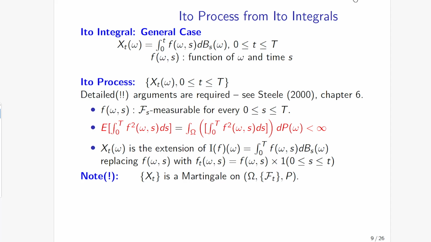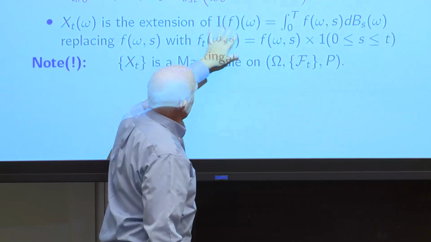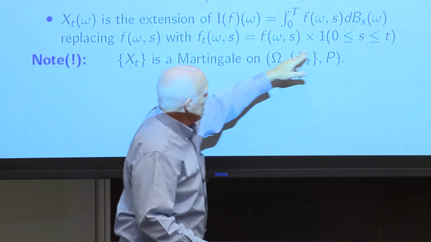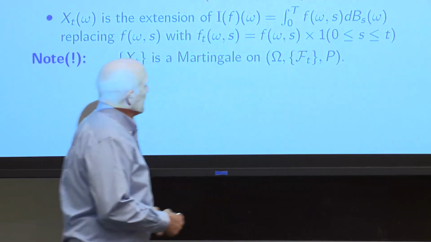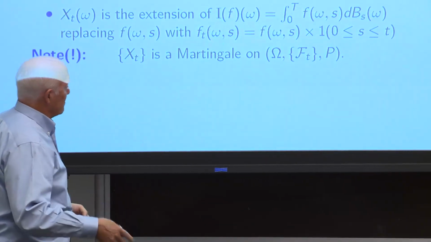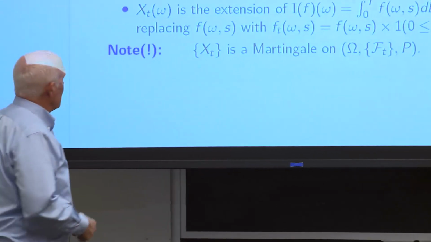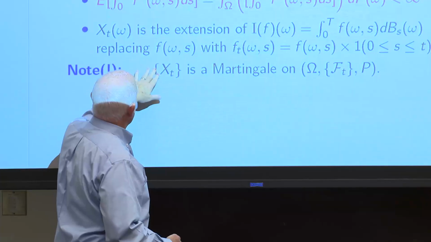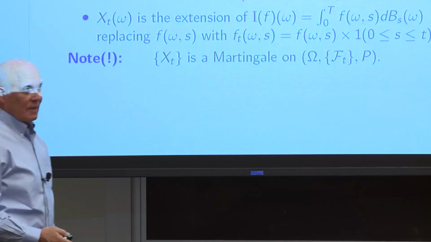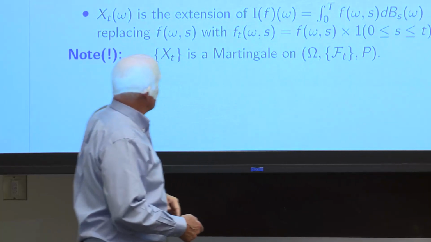The definition of this extension of our Ito integral over 0 to t to integrating over 0 to little t, for any little t less than t, is relatively straightforward and intuitively obvious. What's not necessarily obvious, though, is that our process X_t is a martingale with respect to this stochastic process model given by the Brownian motions.